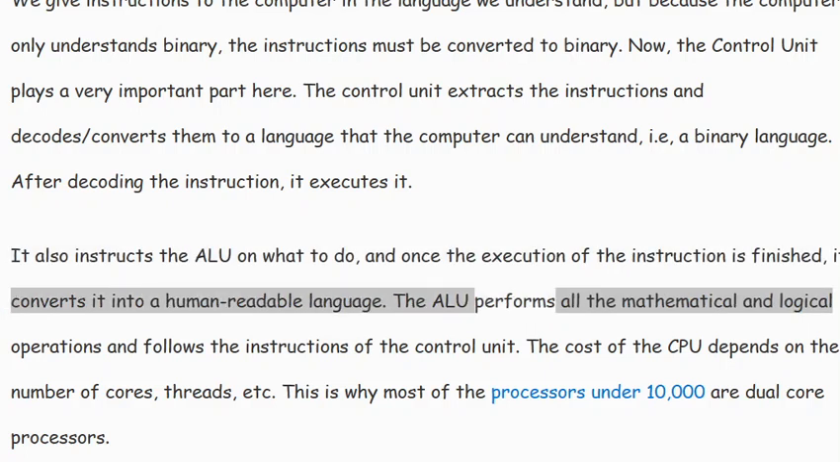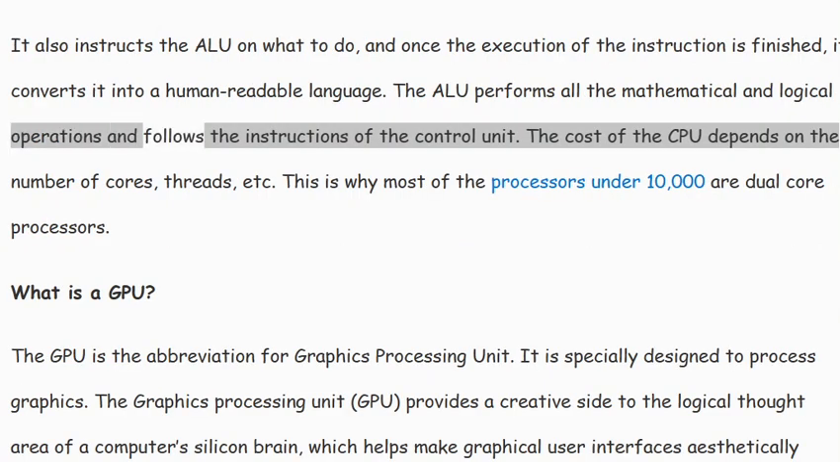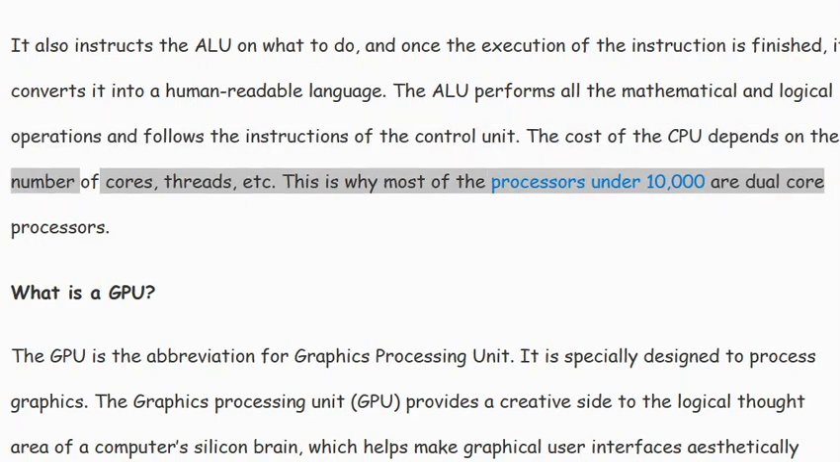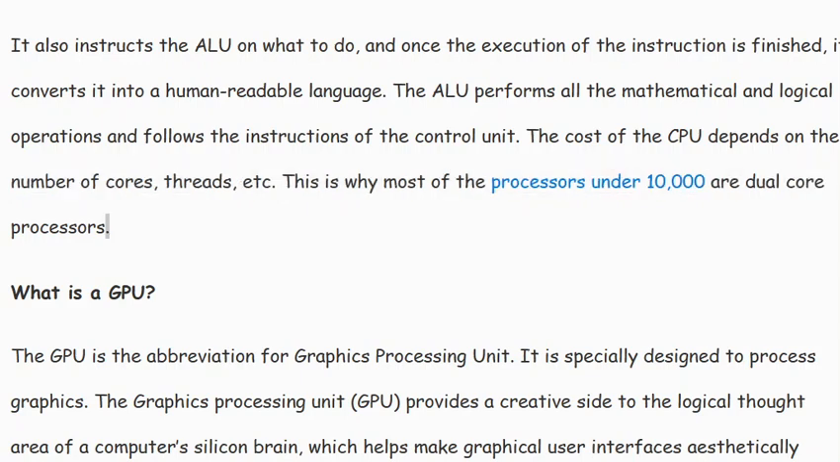The ALU performs all the mathematical and logical operations and follows the instructions of the control unit. The cost of the CPU depends on the number of cores, threads, etc. This is why most of the processors under 10,000 are dual-core processors.